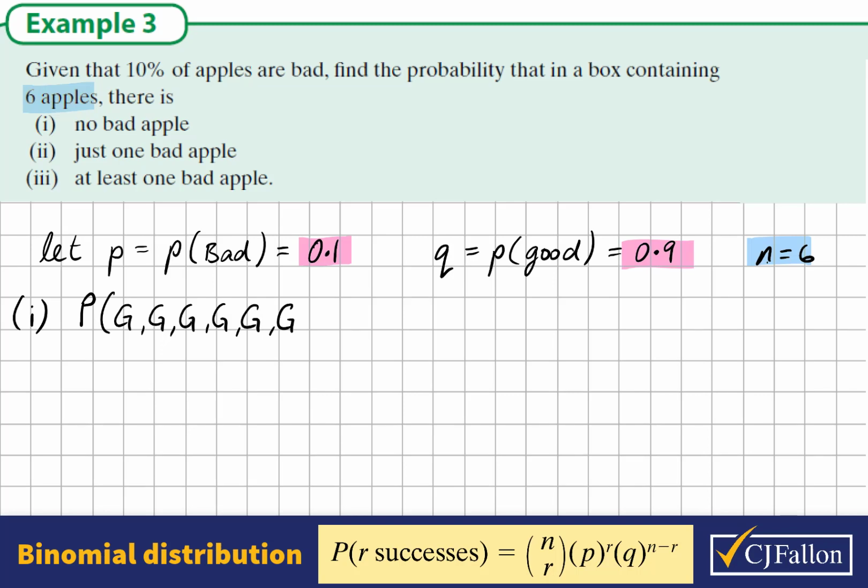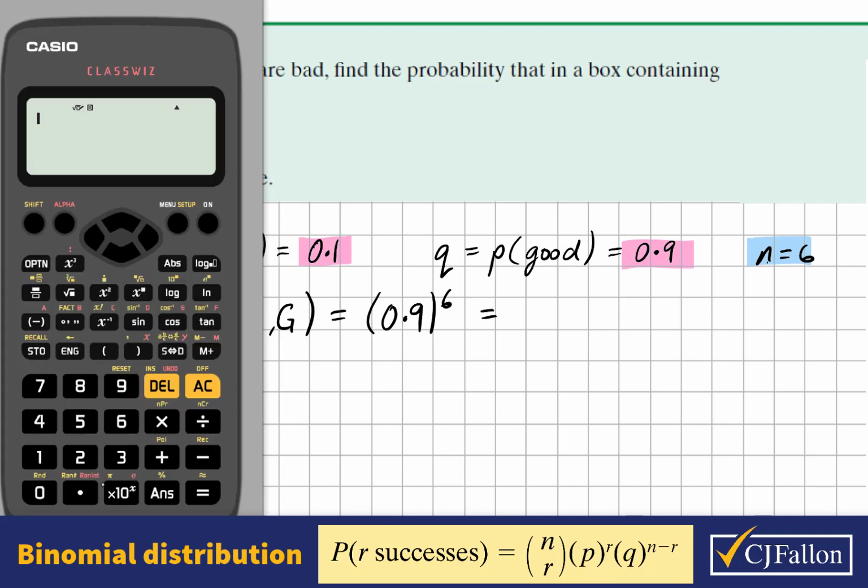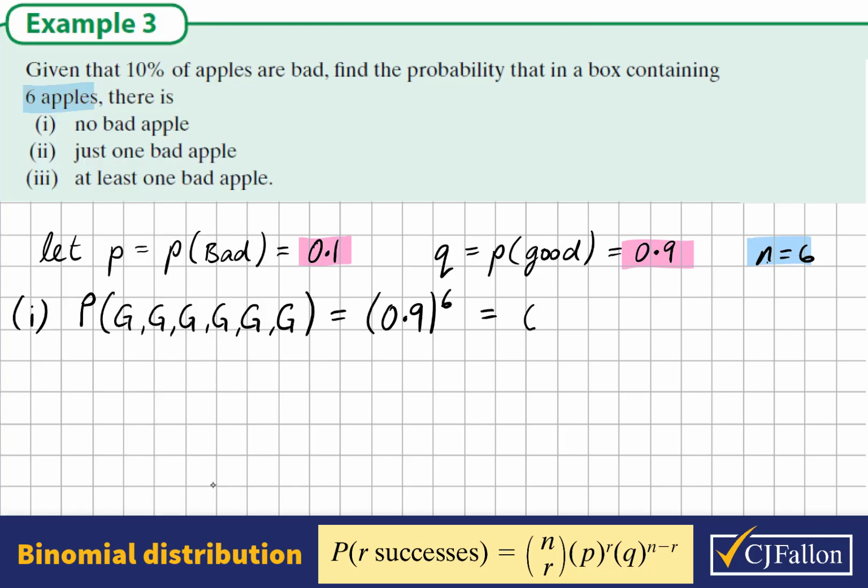So we wouldn't have to use the formula to do this. We could just use the multiplication rule: we multiply the probability that it is good, that's 0.9, by itself 6 times. So it's 0.9 to the power of 6. You get the same answer if you use the binomial formula, but there's no reason to. And here we see that's almost 0.53 rounded to 2 decimal places. So 0.53 or 53% of the time we'd expect that you get no bad apple, that they're all good.